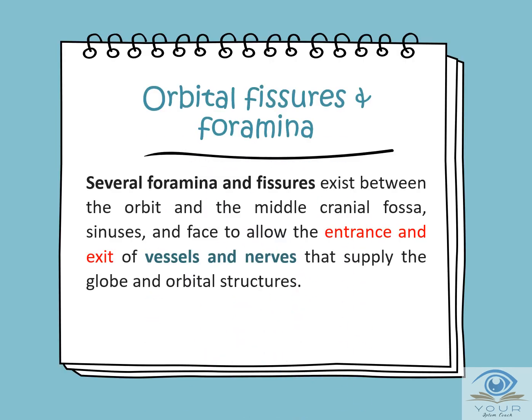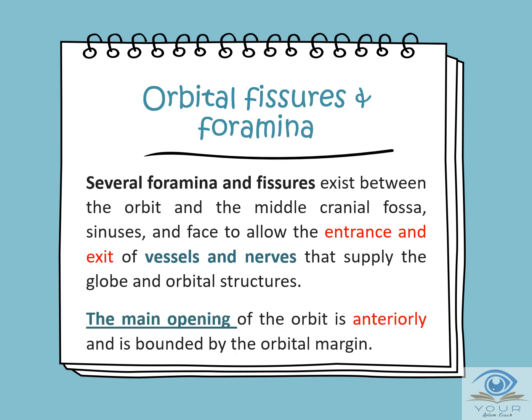So there are several foramina and fissures which exist between the orbit, the middle cranial fossa, sinuses and face, which allow the entrance and exit of vessels and nerves that supply the globe and the orbital structures. The main opening of the orbit is anteriorly and it is bounded by the orbital margin. I have already made a video on orbital margin. You guys can go and check it out.